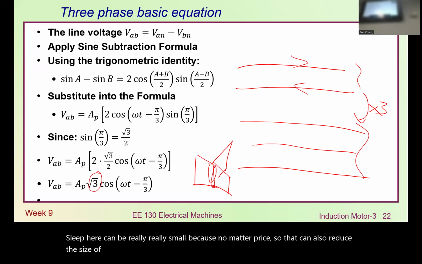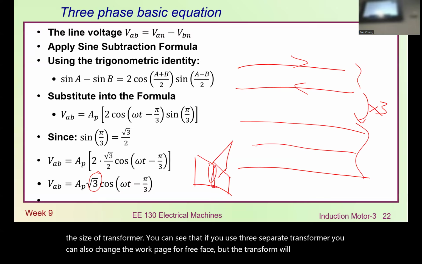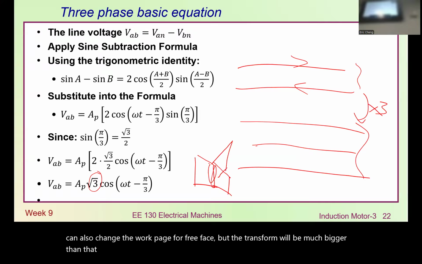You can see that if you use 3 separate transformers, you can also change the voltage for 3-phase, but the transformer will be much bigger than that one. Look at a 3-phase transformer: you can reduce the center limb, because anything there you can cancel out.